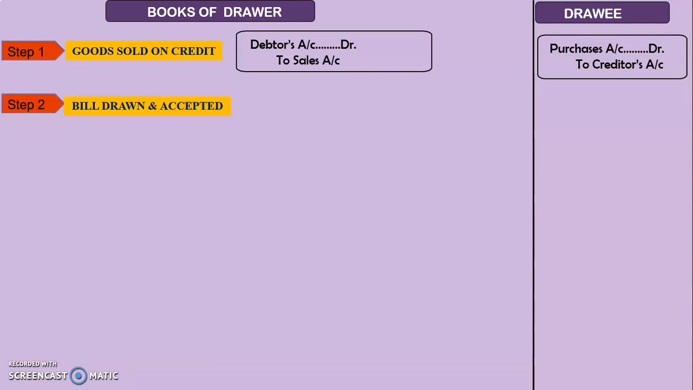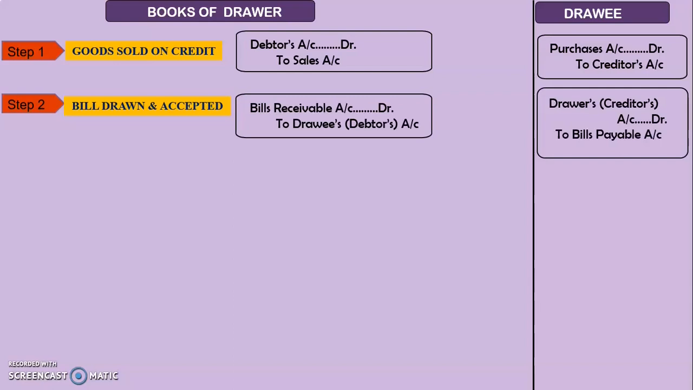The second step, when the bill is drawn and accepted, in the books of drawer, we pass the entry as bills receivable account debit to drawee's account. Here, bills receivable is an asset to the drawer, and in the books of drawee, we pass the journal entry as drawer's account debit to bills payable. And bills payable is a liability for the drawee. And the third step is treatment of the bill.